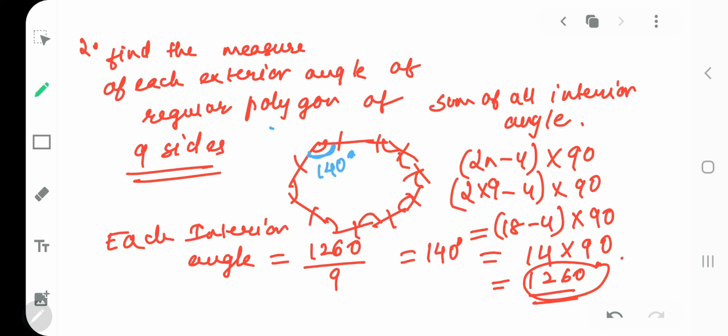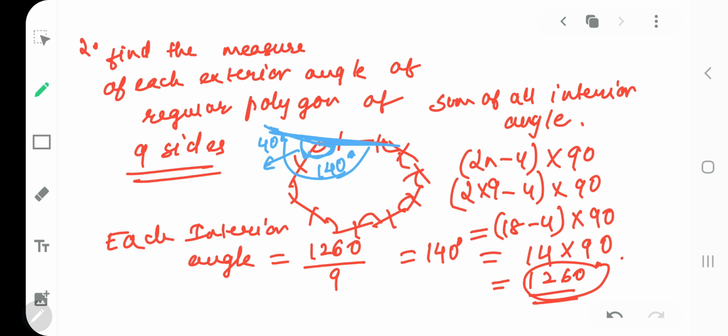My dear kids, if I extend this outward, then it becomes the exterior angle. And they have asked the value of each exterior angle. So what will you do to find the exterior angle? We know that interior and exterior are in one line, so they are called a linear pair. So their sum will make up what? The sum will make up 180. Therefore, if I subtract 140 from 180, I'll get 40, which will be each exterior angle.